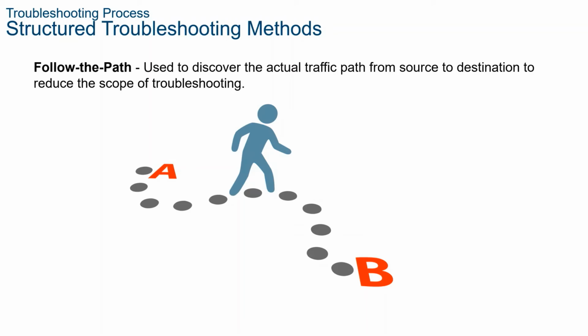Okay, so next is follow the path. Use it to discover the actual traffic path from source to destination to reduce the scope of troubleshooting. So this is one of the basic troubleshooting techniques. The approach first discovers the actual traffic path all the way from the source to destination. Okay? The scope of troubleshooting is reduced to just the links and devices that are in the forwarding path. So the objective is to eliminate the links and devices that are irrelevant to network troubleshooting tasks. So this approach usually complements one or other approaches.